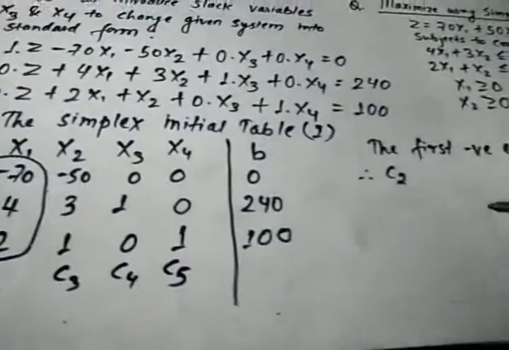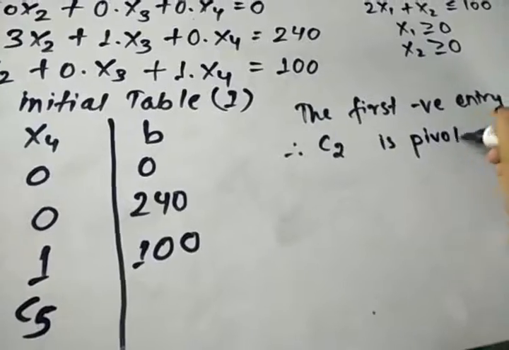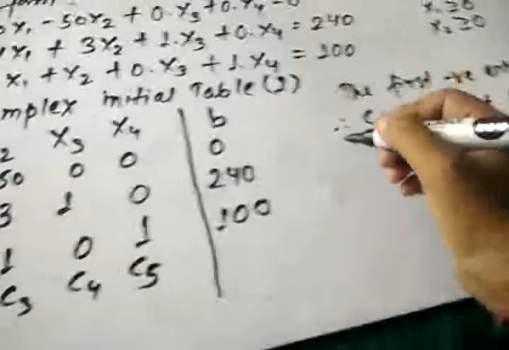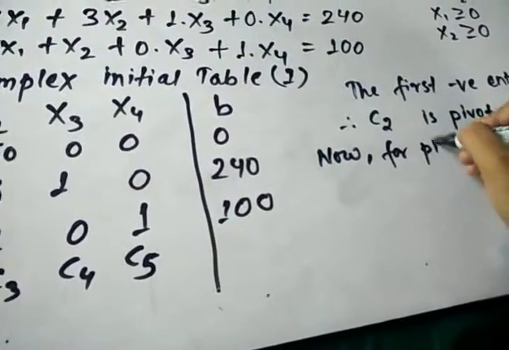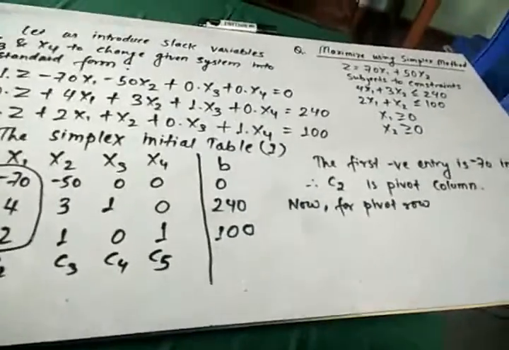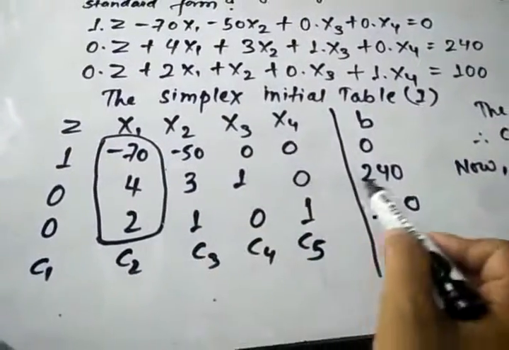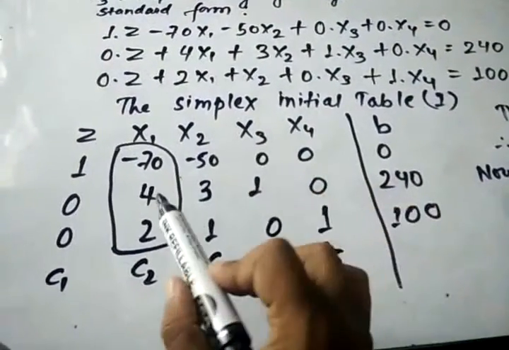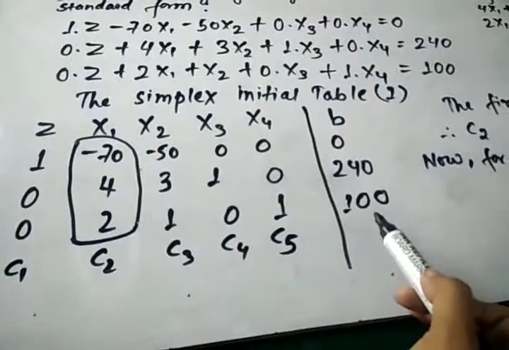Yes. Now C2 is the pivot column. Now for the pivot row, we have to find it, okay. For the pivot row, let us take these two values here: 4 is here and 240 is here, and 2 is here, 100 is here.